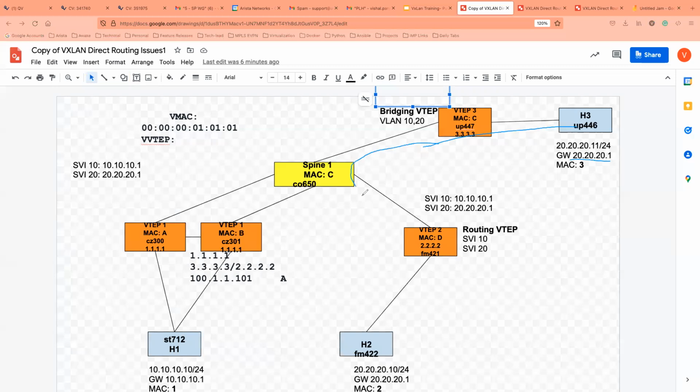So let's say it is going here. Now it will check the destination IP, 10.10.10.10, which is SVI 10, so it will route traffic from 20 to 10 and then send the packet to H1. Is it clear? Yeah. So can you tell me what is the problem with this?